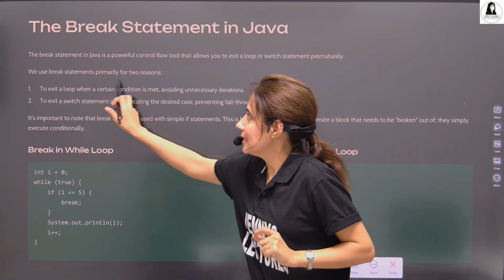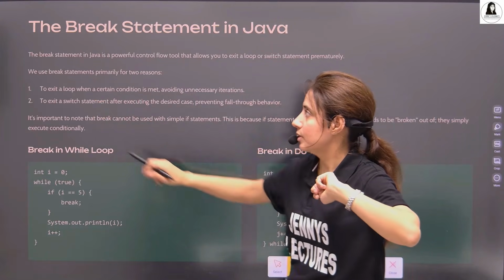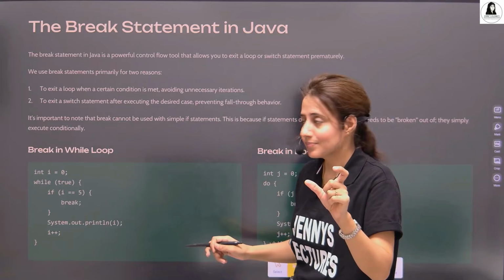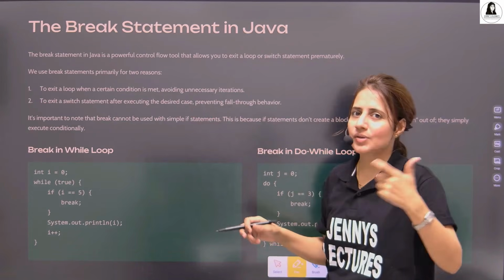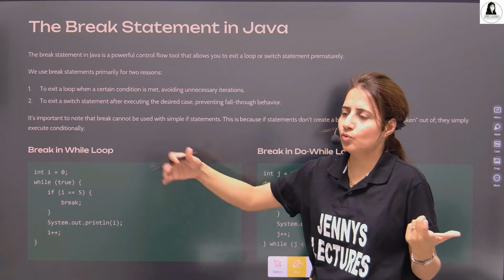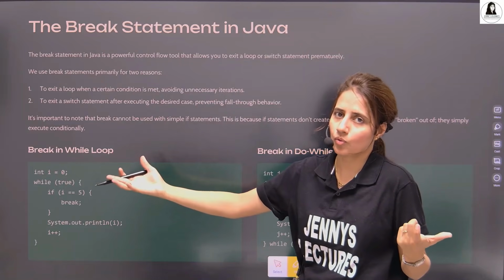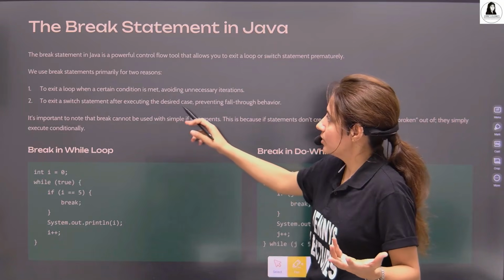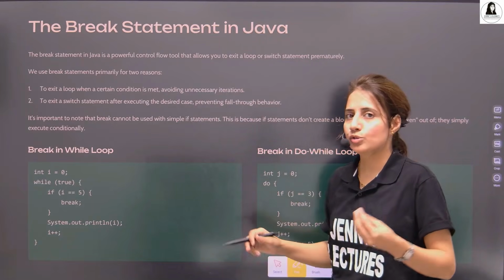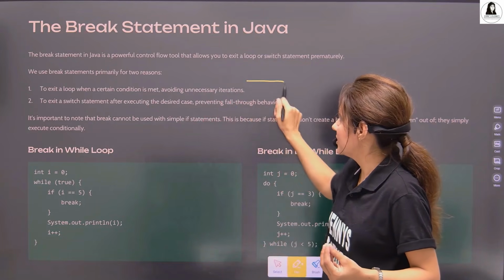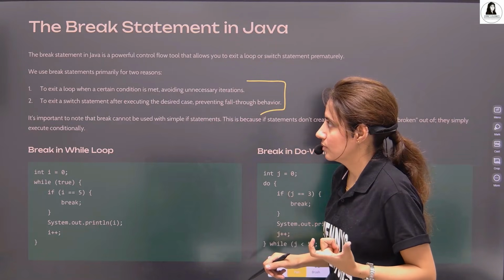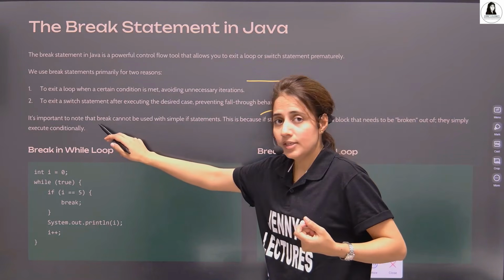We use break primarily for two reasons. One, if you want to exit a loop when a certain condition is met, avoiding the unnecessary iterations. After that, I don't want to iterate that loop more, so just exit. Or two, to exit a switch statement after executing the desired case, preventing the fall through behavior. In these two cases, primarily the break statement is to be used. This thing you need to remember.